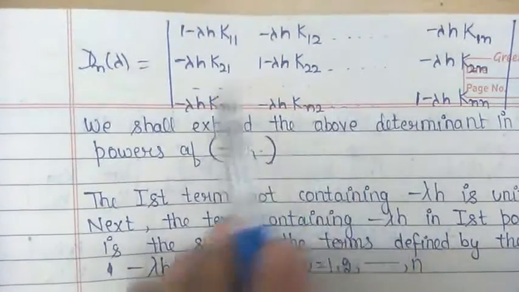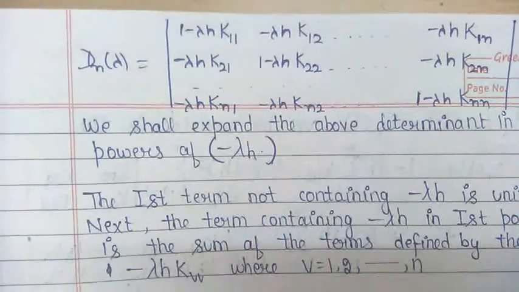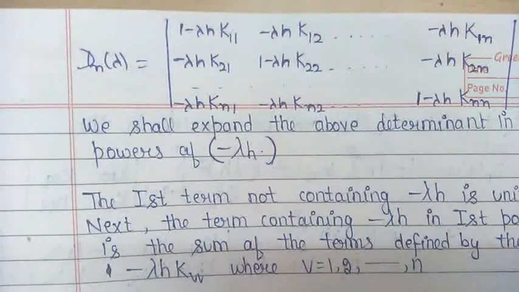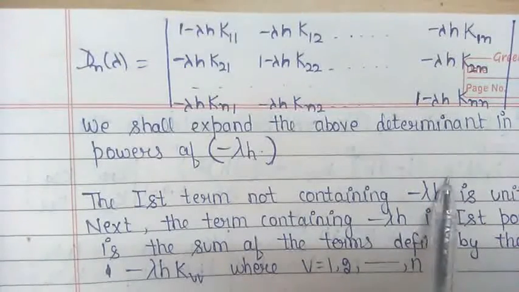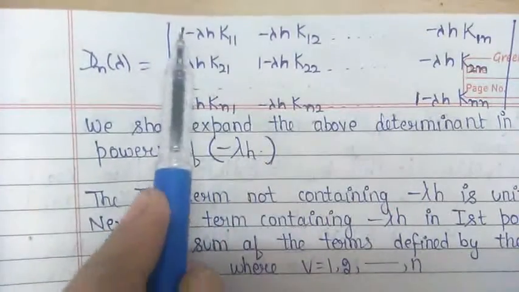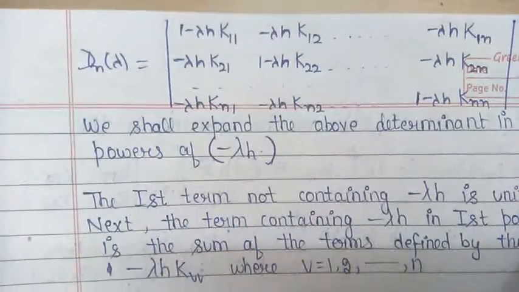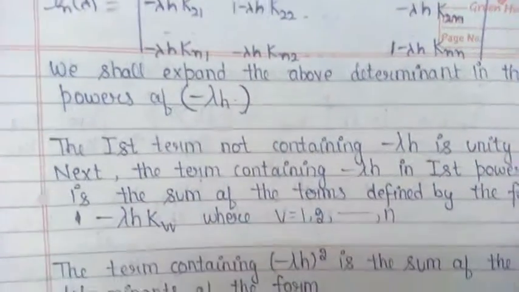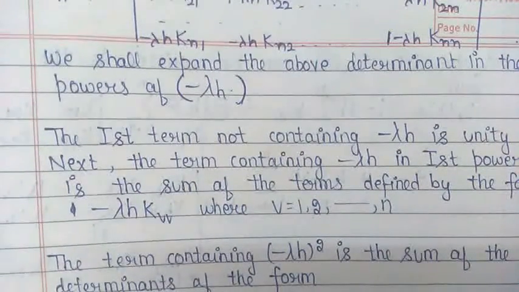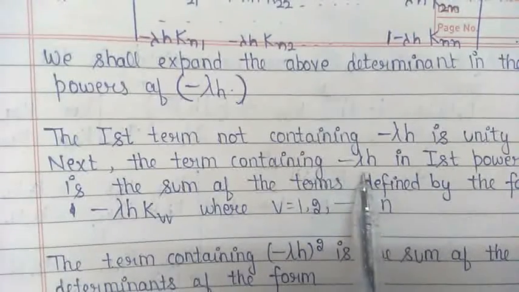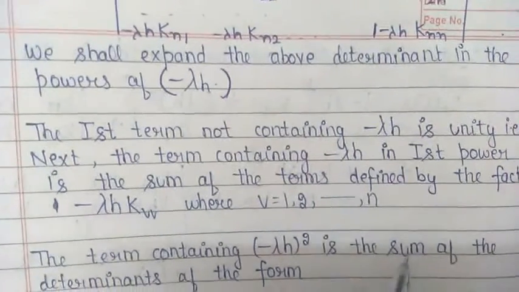So from this determinant we can see the constant term. The constant term means the term which is not containing the factor minus lambda h. We can see that that term is obtained by 1 into 1 into 1 and so on. That will be 1.